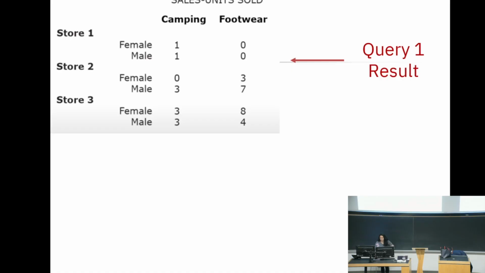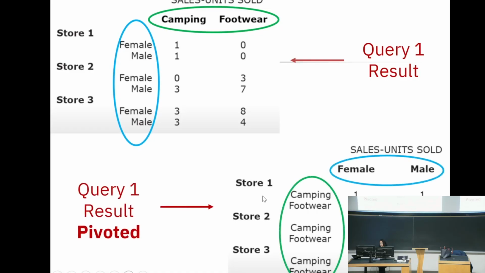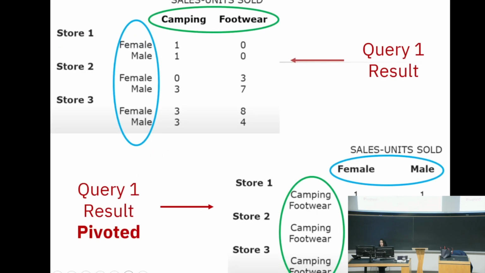And then if you see this, now we have camping and footwear, the product categories, on the horizontal axis, and here on the vertical we have gender. So pivoting is just changing or reorganizing your data, right? So for example, if you pivot this so that you have the gender on the x-axis and on the y-axis you have the product categories, does it change the value of sales? No, it doesn't, right?